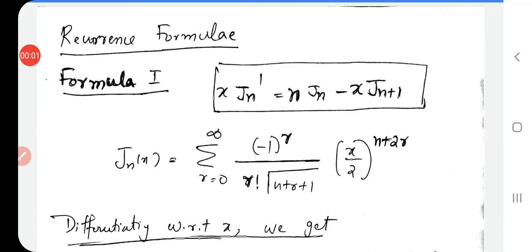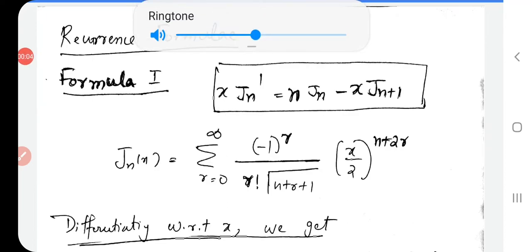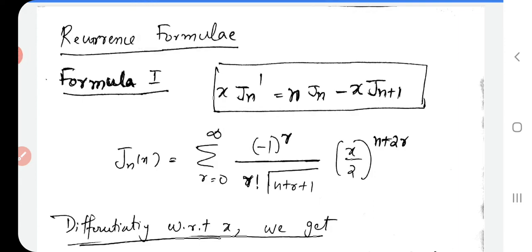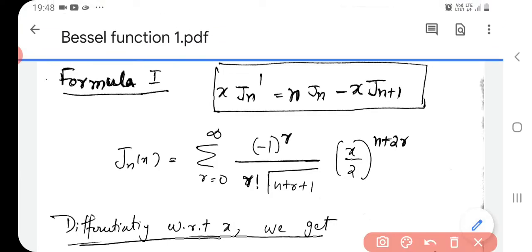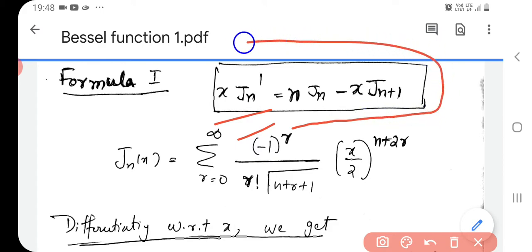Now let's look at the recurrence formula for the Bessel function. We will see 6 recurrence formulas for the Bessel function. The first one is x Jn prime of x equals n Jn of x minus x J(n+1) of x. So this is the first one that we see, recurrence formula 1.